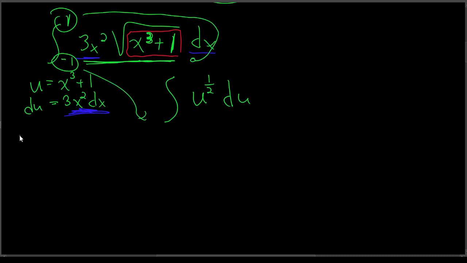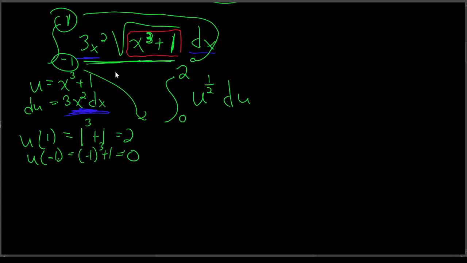And we do that by treating u as a function of x. And so if I plug in the upper limit, 1, into u, u is x cubed plus 1, so 1 cubed plus 1 is equal to 2. So my upper limit becomes 2. And my lower limit, so I get negative 1 cubed plus 1, which is 0.